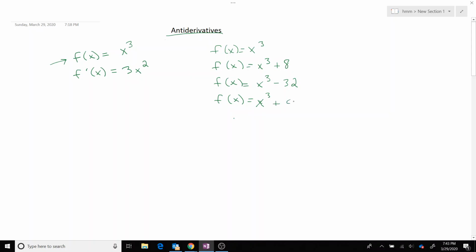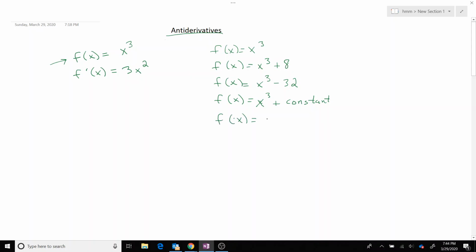If f of x was equal to x cubed and we put any constant out here, that constant could have been 8, could have been minus 32, could have been 0, could have been 17. As long as it's just a number, the derivative of this function would be 3x squared. So when you're taking an antiderivative, what really gets interesting is there are an infinite number of possible answers. Now, this is how we're going to write our answer in order to take that into account.